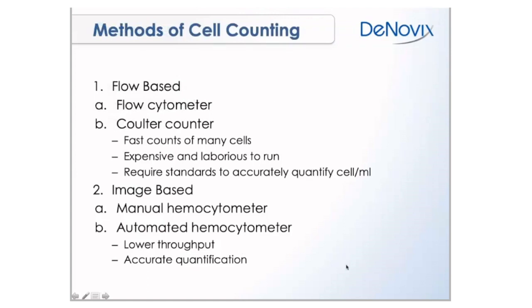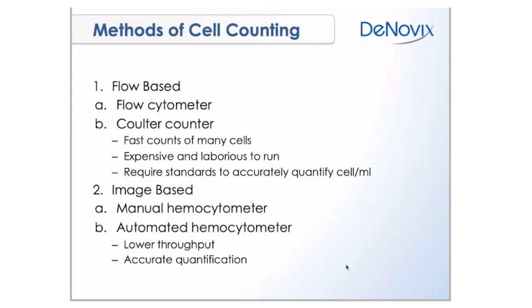So you have 2 basic methods for cell counting. Your first is flow-based, the second is image-based. Flow-based, we're talking about flow cytometers, culture counters, something where you're running cells through a microfluidic and it's being counted either by fluorescence or by impedance or something like that. These methods are great for fast counts of many cells and for cells within a population, so looking for different types of cells within that population of 1 million cells based off something like size or fluorescence.